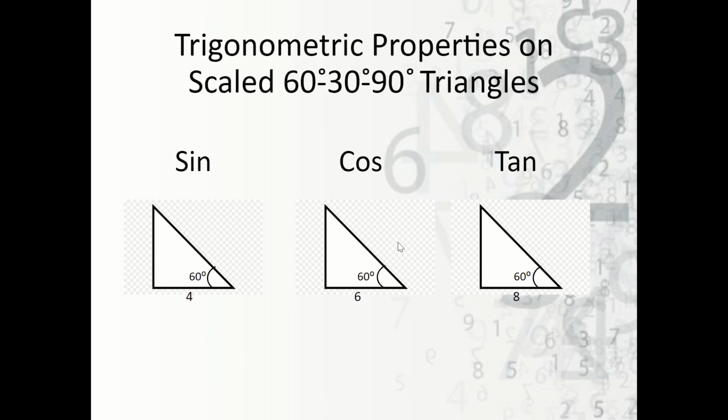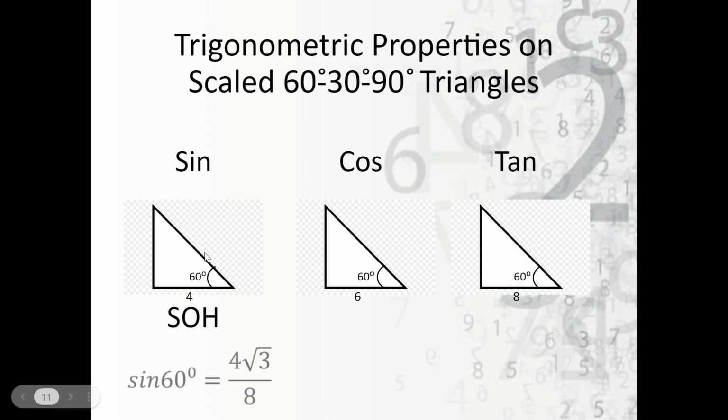Now what if we were to scale these ones? Well, same thing. So this is our 30-degree angle. So the opposite of the 30-degree angle should be 1. But it's 4. So we're going to scale everything by 4. So this becomes 4 times square root of 3 here. And this becomes 4 times 2, which is 8. So the sine of 60 degrees then is opposite over hypotenuse. And the opposite side should be 4 times square root of 3, which is 4 square root of 3, over the hypotenuse, which is 4 times 2, which is 8. So we end up with 4 square root of 3 over 8.